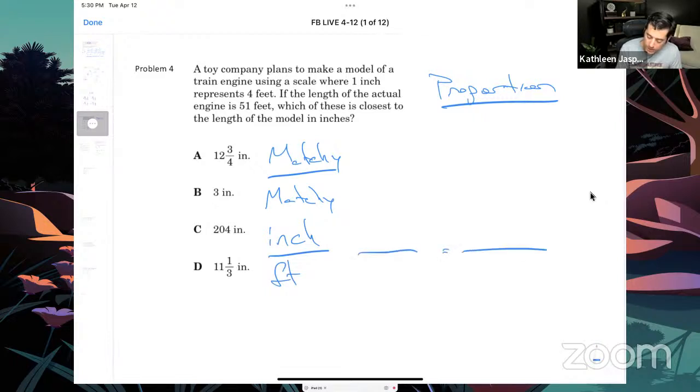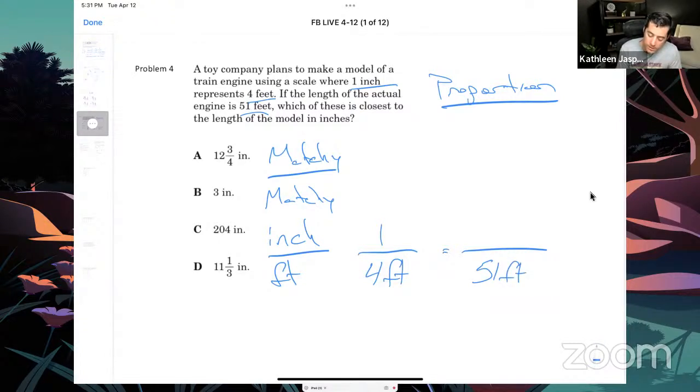Proportions are always 2 ratios set equal to each other. And you just start by reading the problem over again. And when you come to each value, you know where to put it. It says using a scale where 1 inch, so inch goes on the top, 1 inch represents 4 feet, feet on the bottom, 4 feet. The next one says if the length of the actual engine is 51 feet, where do feet go? Feet go on the bottom. So I don't care what they're asking me. I know if it's feet, it's always going to go on the bottom.